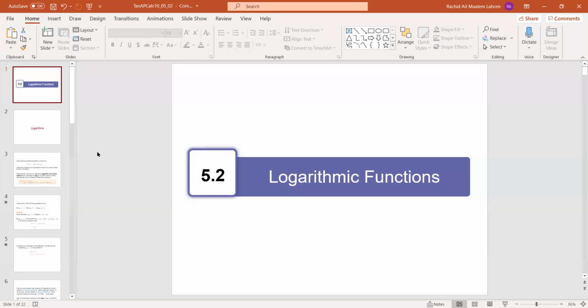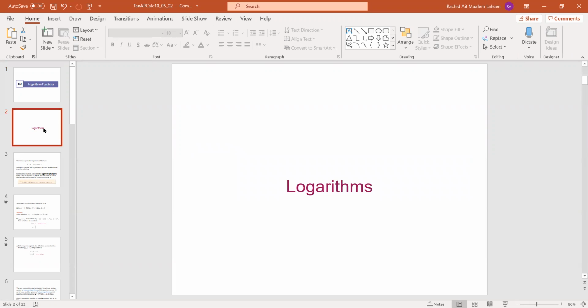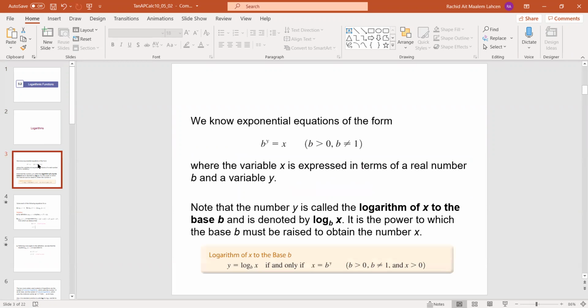Hello, everybody. This is 5.2, logarithmic functions. And in 5.1, we did exponential functions. These kind of serve as a review, really, from algebra.